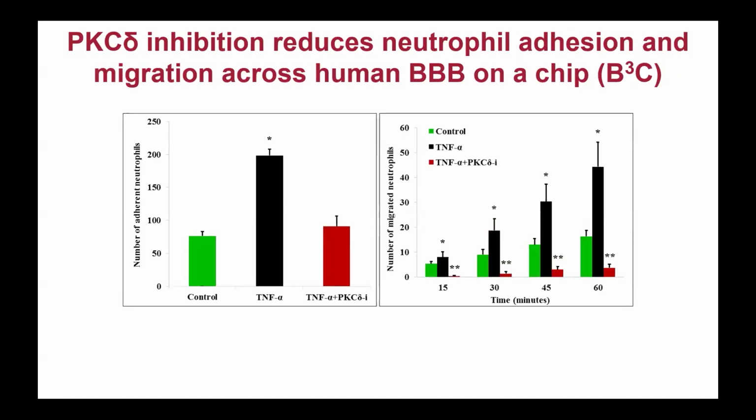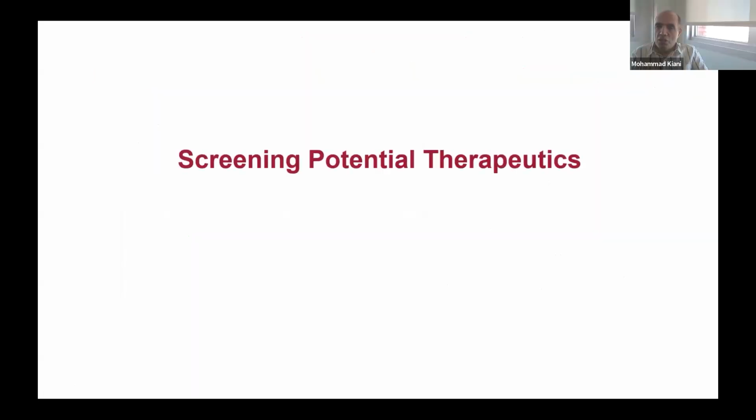In the brain model, we can, for example, look at adhesion. And again, you see the same phenomenon. Adhesion is low under control condition. Adhesion is higher in the TNF alpha treated, but then it goes down. Same thing with migration. And there are various conditions. You can see that this therapeutic, this inhibitor, works well in reducing migration into the brain parenchyma.